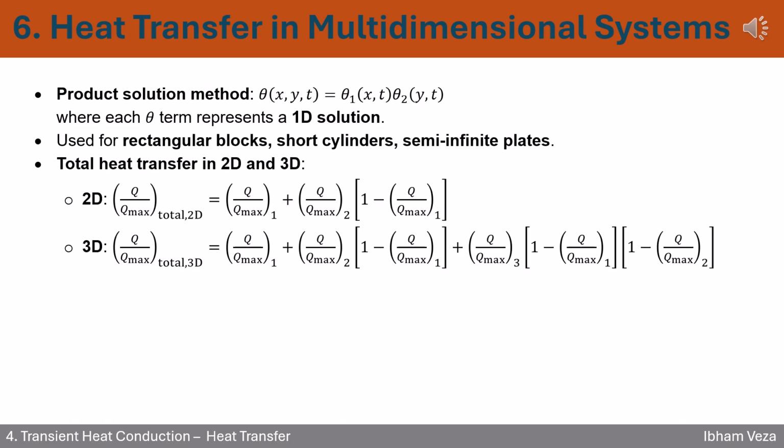6. Simplify complexity with multi-dimensional systems. Dealing with multi-dimensional heat flow, the product solution method keeps it simple by breaking it down into separate 1D solutions. Instead of solving complex equations in 2 or 3 dimensions, you multiply 1D results. This method is especially useful for rectangular blocks, short cylinders, and semi-infinite plates.